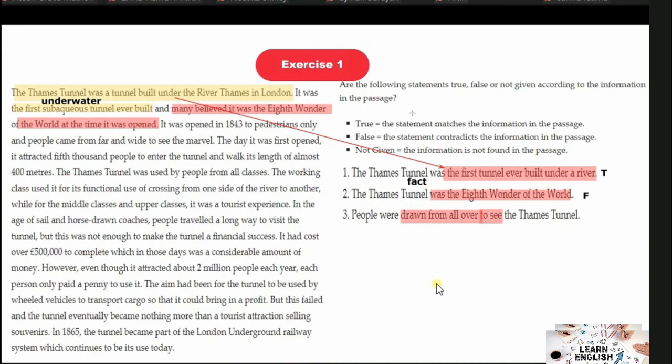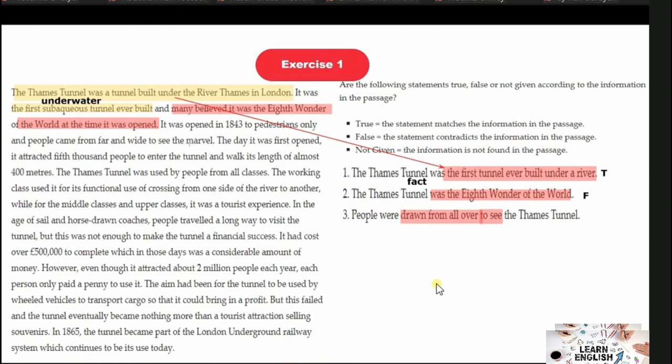Miss Rama or Miss Hiba? Yes, one of you. Okay, yes. Miss Rama, go ahead. Drawn all over, I just assumed it's like attracted to. Okay, so where can we find that in the passage? I couldn't find it. I was going to go with not given. Because they said the tunnel was used by people of all classes, but they didn't really say they were drawn from all over to see the tunnel. It says in the 4th line, people came from far and wide to see the marvel.